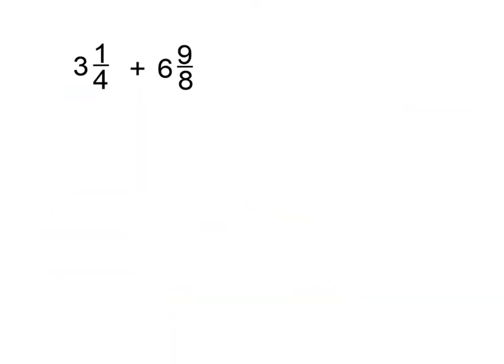I'm going to do a couple sets of this with you, and then I'm going to have you do the rest of it and bring it in to show me tomorrow. The first step is easy. Let's add our whole numbers. 3 plus 6 is 9. Now I've got to add 1/4 plus 9/8. So what I'd like you to do is solve the rest of this problem, 9 plus 1/4 plus 9/8, using common denominators, and bring it in tomorrow and we'll go over it.